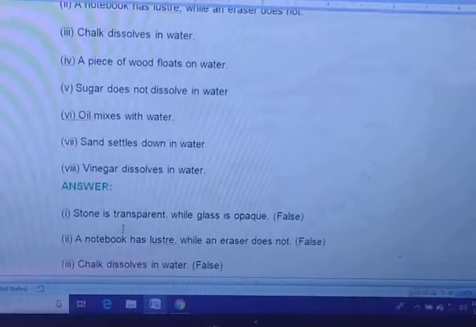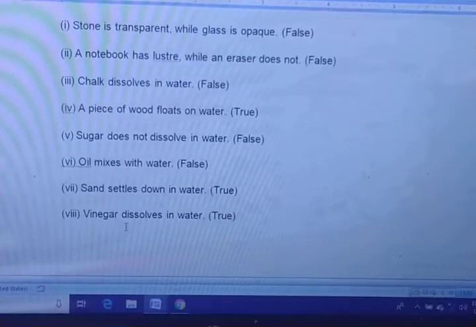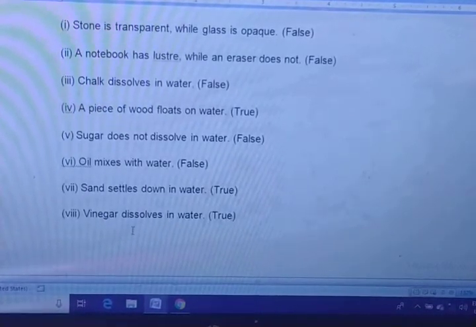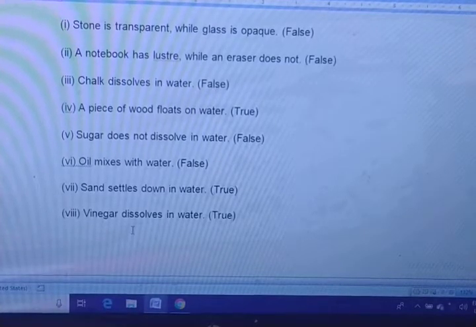So you can see here, I will also explain how these sentences became true or false. You can see, stone is transparent while glass is opaque. It is false. As I already explained, from the glass we can see from one side to the other side, but from stone we can't see. A notebook is lustrous while an eraser does not. See, an eraser has a lustrous property. Notebook does not have luster. So this sentence is also false.